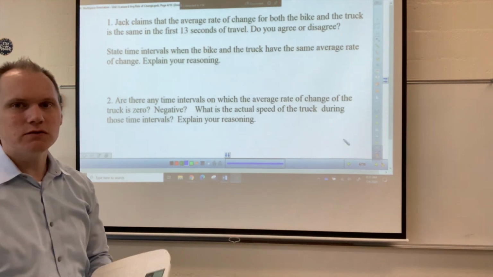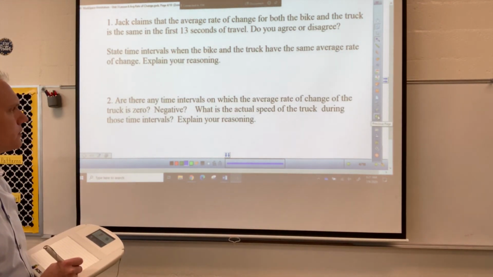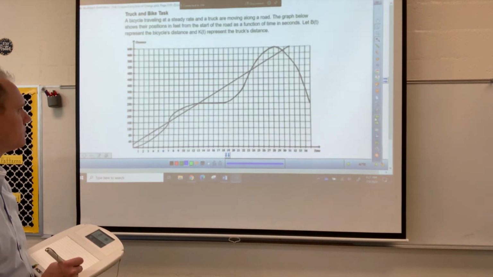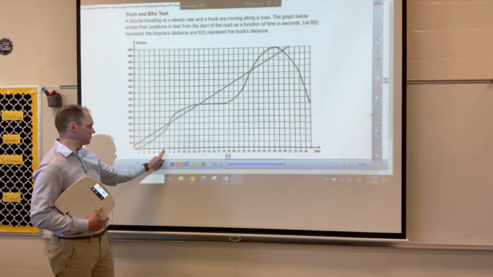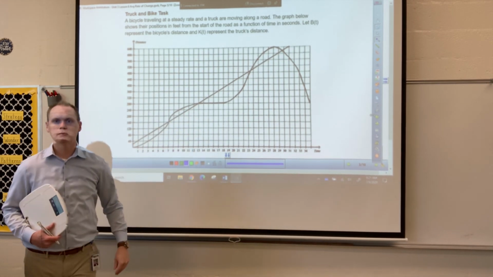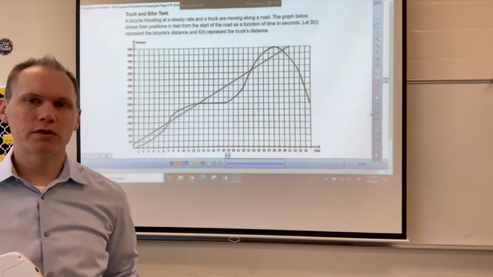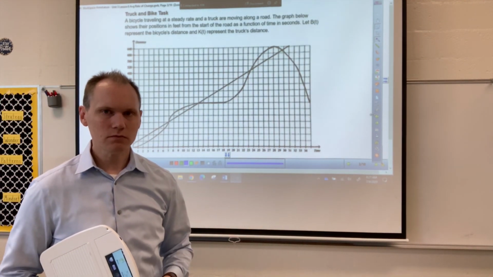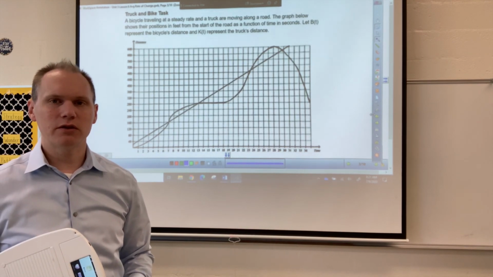So is the average rate of change for both the bike and the truck the same for the first 13 seconds of travel? So from here to there, is the average rate of change of the two the same? So I know we haven't talked about what average rate of change means yet. Maybe you've learned about it in previous years, but just take a moment to hypothesize. What do you think? 0 to 13 seconds, are they the same or not?